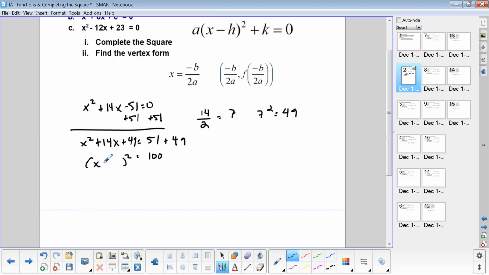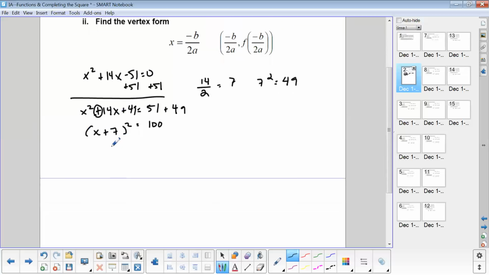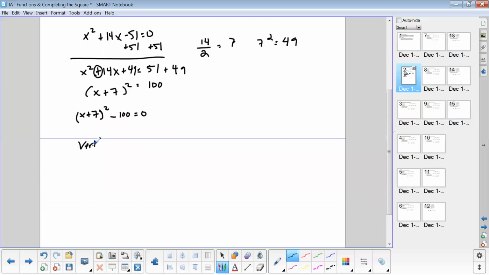And that will be x plus 7 quantity squared. And I know it's going to be addition because of the sign that precedes the b value. And I can get 7 from either taking the square root of 49 or half of the b value. So at this point, if I want to find my vertex, I'm just going to subtract the 100, and I get x plus 7 quantity squared minus 100 is equal to 0. So the vertex will be negative 7 comma negative 100.